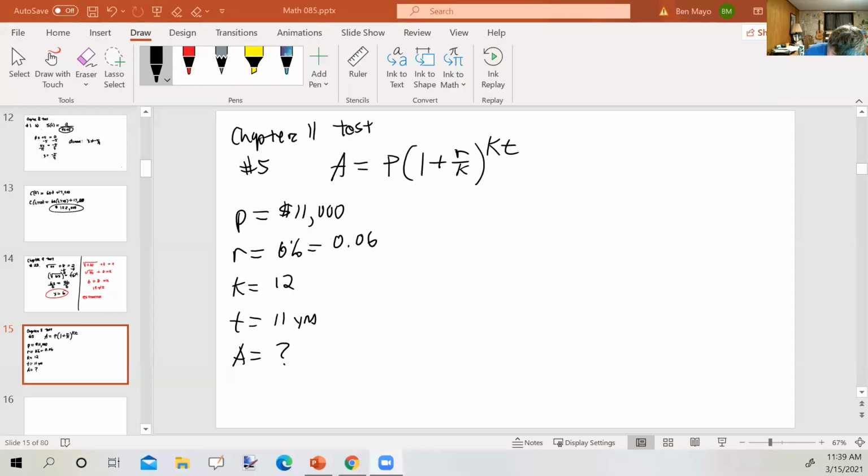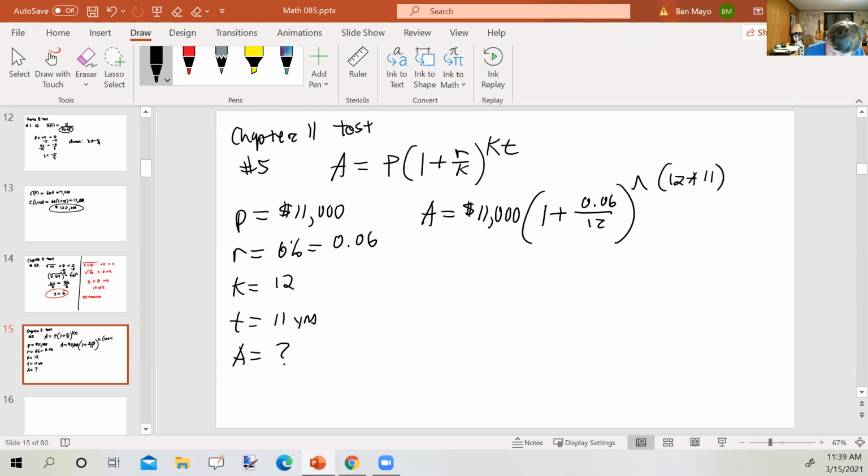So back to the whiteboard, our equation becomes A equals $11,000 times the quantity 1 plus 0.06 over 12 raised to the 12 times 11 power. Now, I can simplify things ahead of time, or I can just put this whole thing into my calculator. I'm going to just do it all at once.